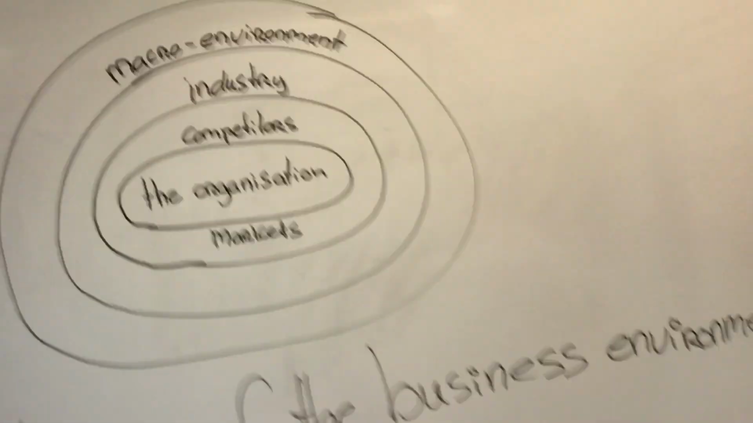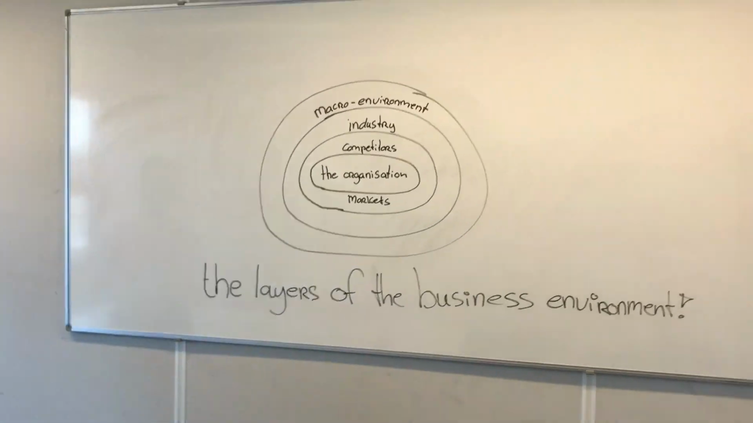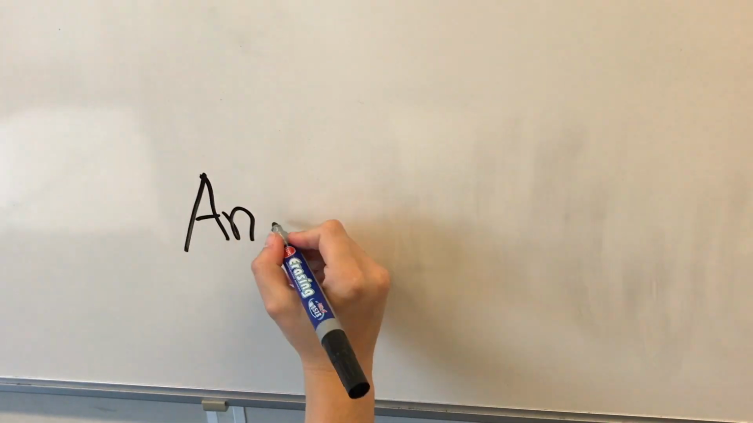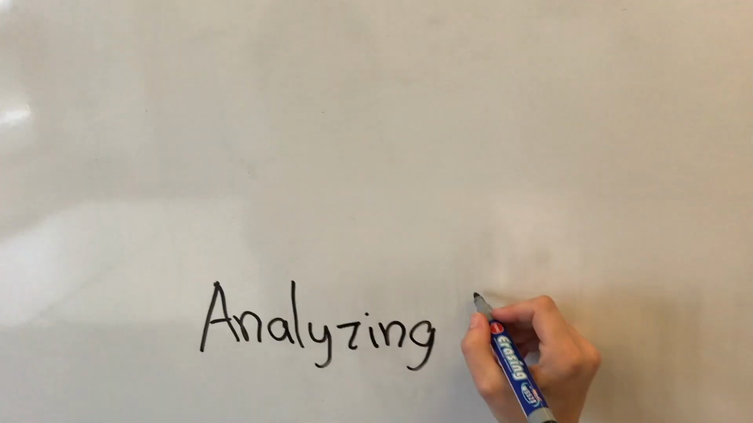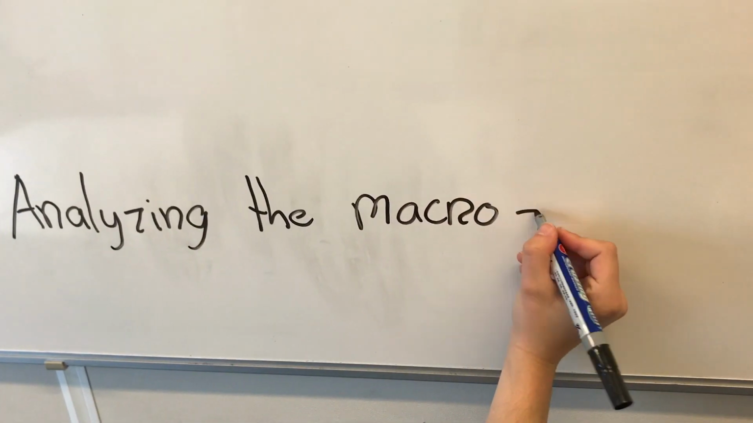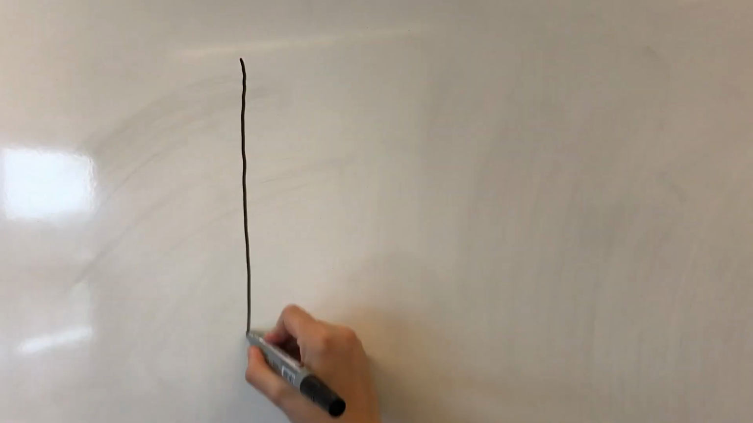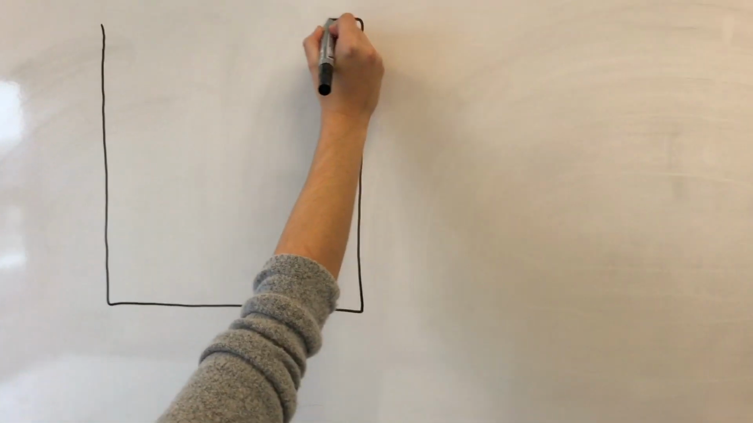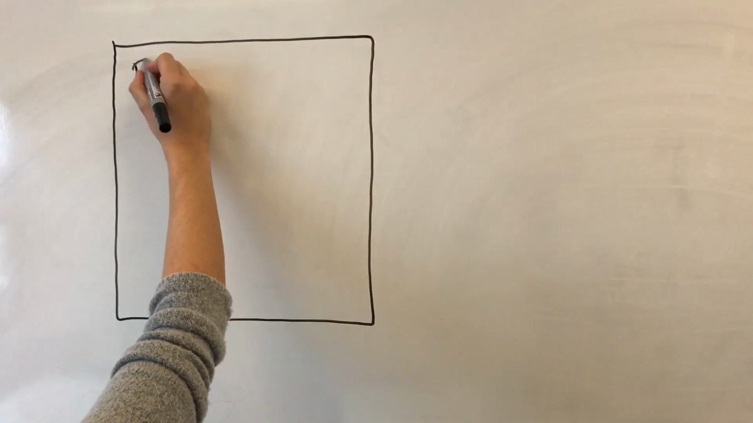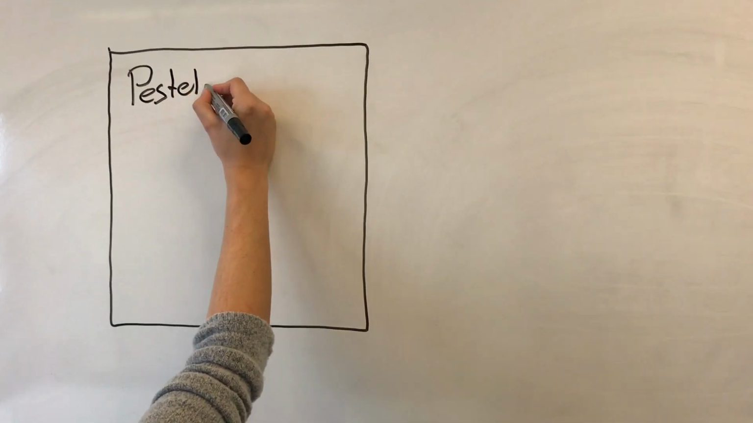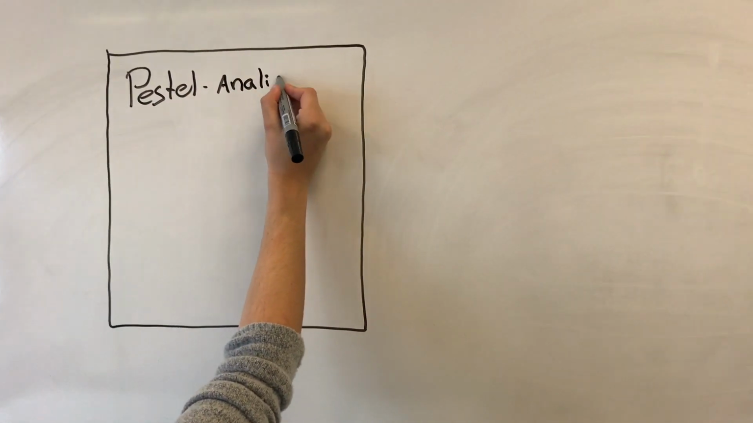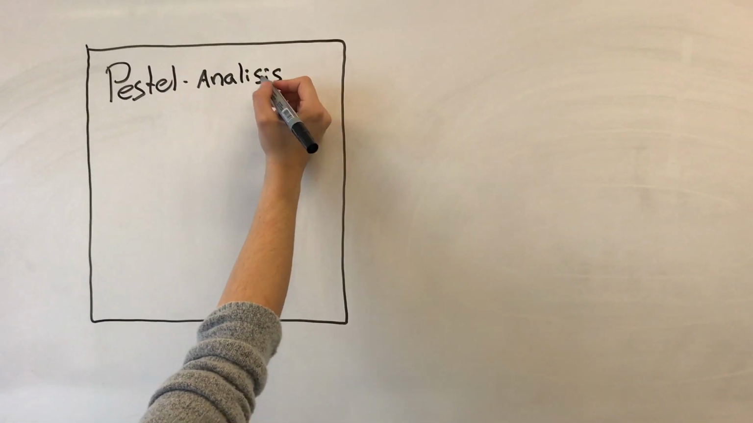There are different tools you can use to analyze the macro environment. First, we have the PESTEL, which examines the macro environmental factors according to 6 key types: political, economic, social, technological, ecological, and legal. These factors include both market and non-market aspects.